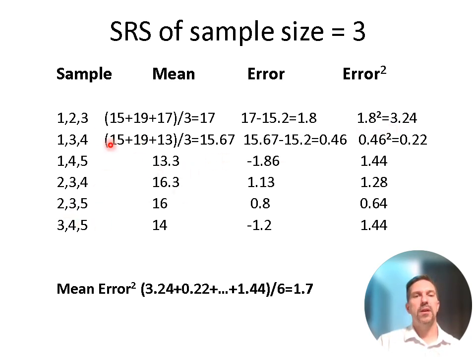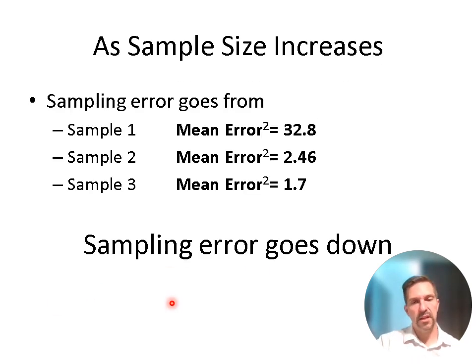Okay, so here we go. We have done the same thing for all of them, and again we compute our mean error square, and when you do this you get a value of 1.7. If you remember in the beginning when we had a sample size 1, the mean error square that we were getting, actually you can see it here, was $32.8 million square. And when we increased the sample size from 1 to 2, we decreased that error dramatically to $2.486 million square. And now when we increase it to a sample of size 3, it shrinks even further to 1.7.